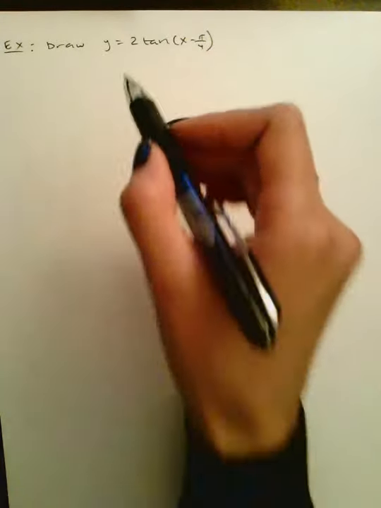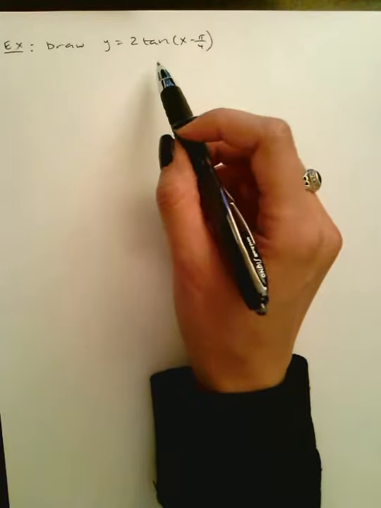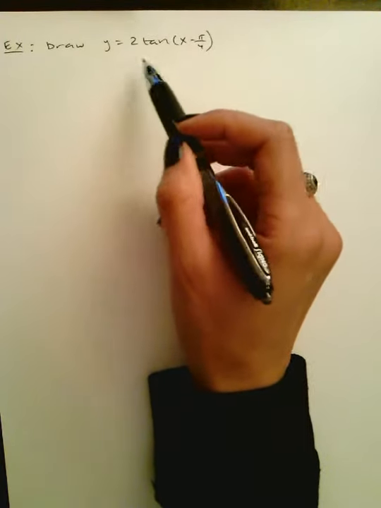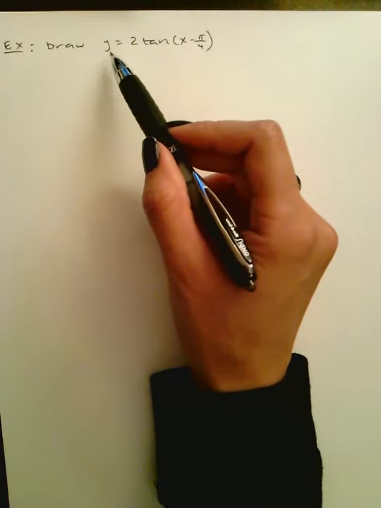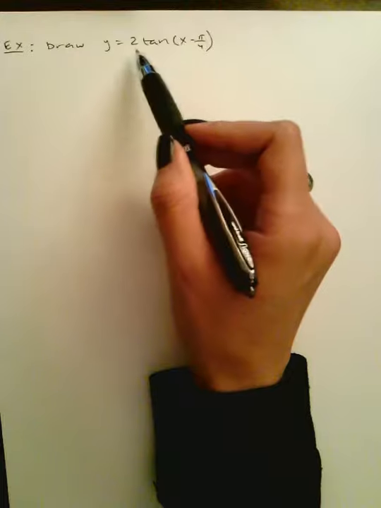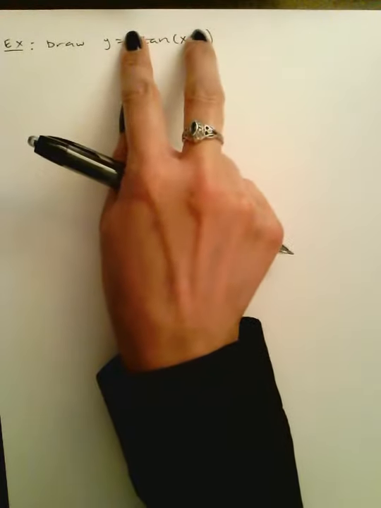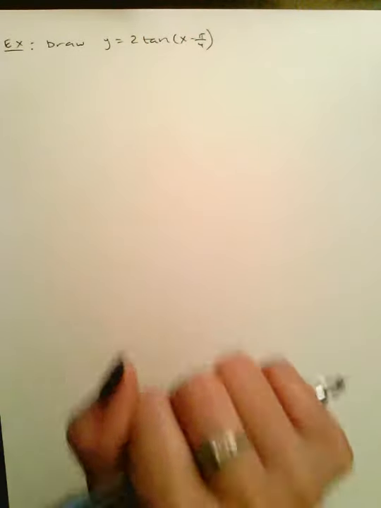Draw the function y equals 2 tangent of x minus pi over 4. So the first thing that I'm going to do is determine what kind of transformations this does and what the original function is. My original function is y equals tangent of x. If I ignore all the numbers, just like we did before, ignoring this 2 and this minus pi over 4, I would get y equals tangent of x.